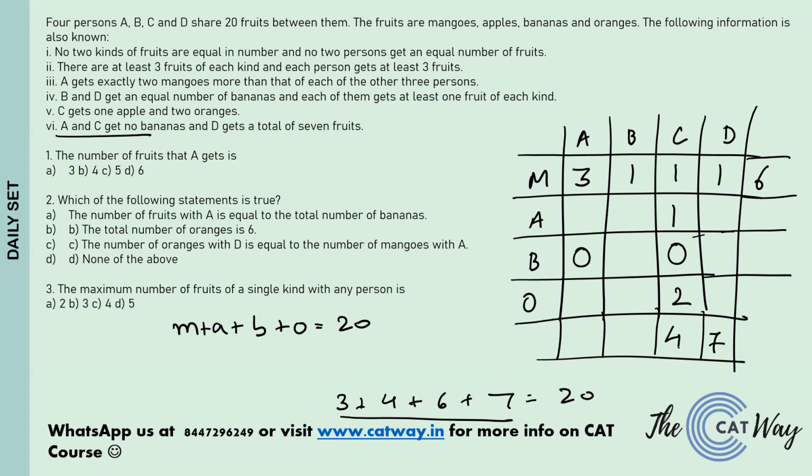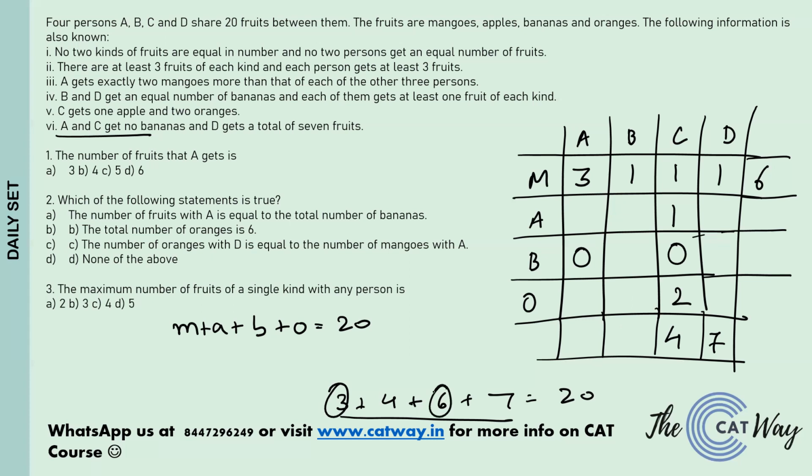Acha, we have also been given that B and D have got an equal number of bananas, and each of them gets at least 1 fruit of each kind. So that means even if B gets one fruit of each kind, it is definitely going to have four fruits. That means the possible combination left is that one out of A and B has 3 fruits and one has 6 fruits.